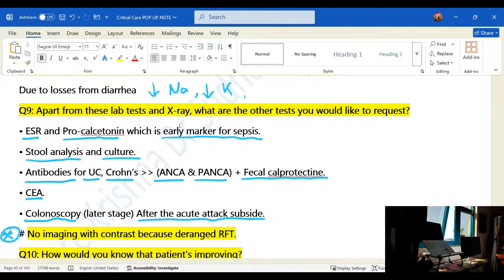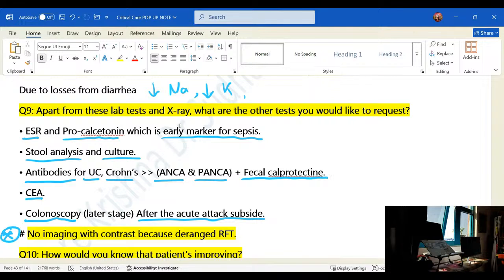So first we will do inflammatory markers like CRP. Already this is done, and now ESR and procalcitonin, stool analysis and culture. Then antibodies for ulcerative colitis, that is ANCA, PANCA, and fecal calprotectin, carcinoembryonic antigen. Altogether, you can say ESR, fecal calprotectin, procalcitonin.